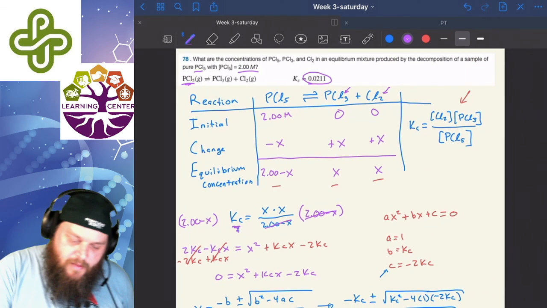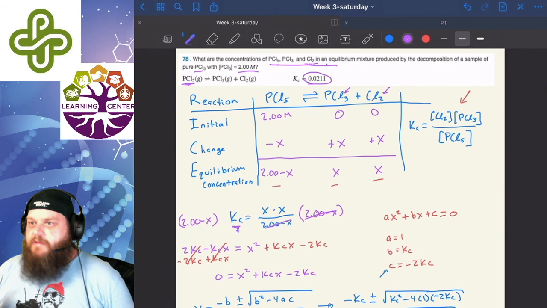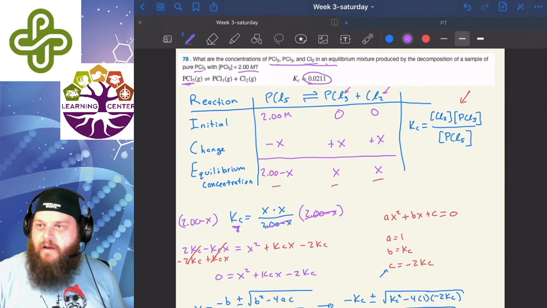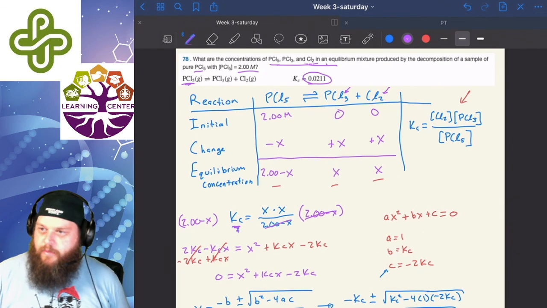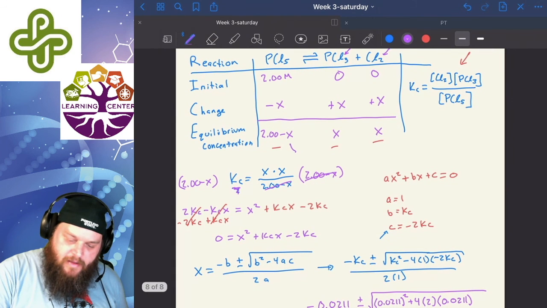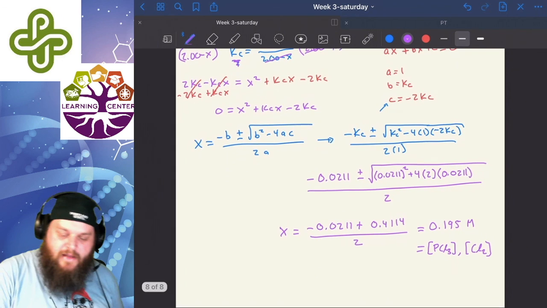So we're almost done with this. They want us to find all 3 concentrations. We found just the concentrations of the products, not what the concentration of the reactant is at equilibrium. To do that, we have to plug in this equation. So we now have solved for x. We have to subtract x from 2.